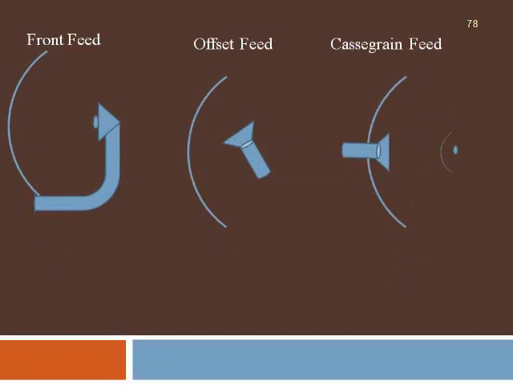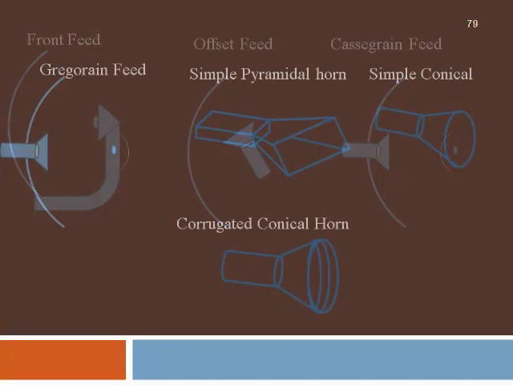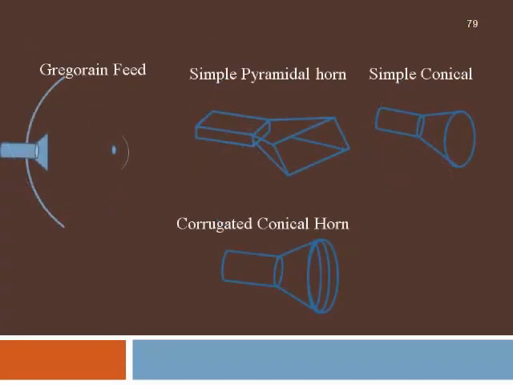One is for a front feed, the other one is for offset feed, the third one is for the Cassegrain feed. Here other types of feeds are shown. One is for Gregorian feed, a simple horn, conical shaped circular one. Then we have a corrugated horn to give wide bandwidth.